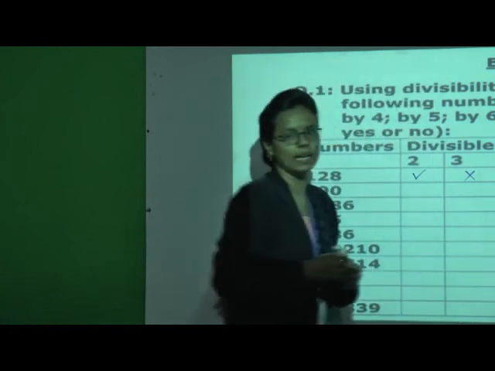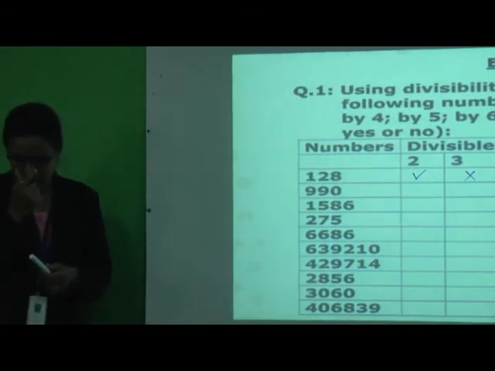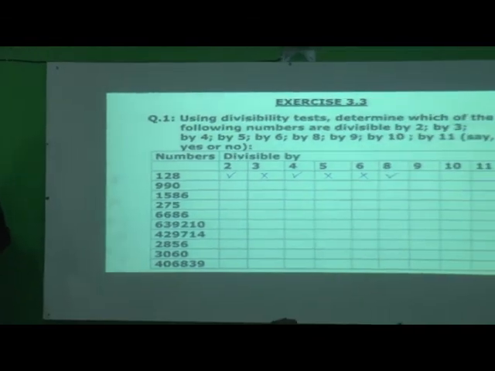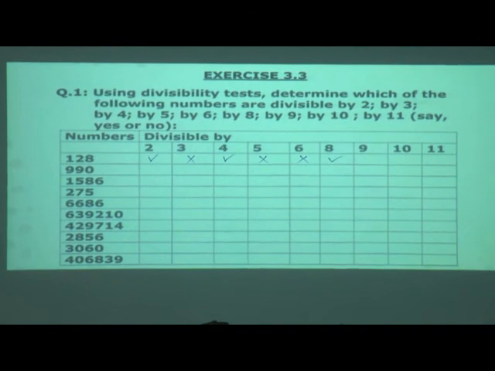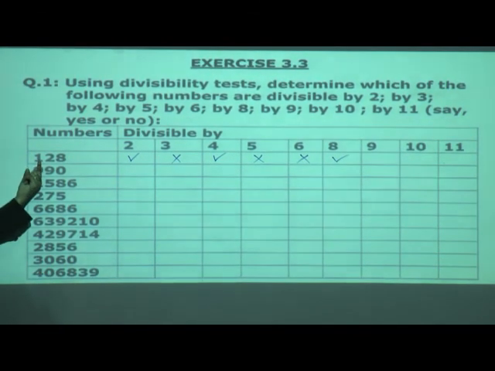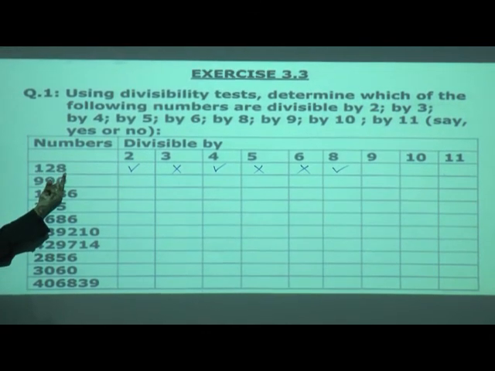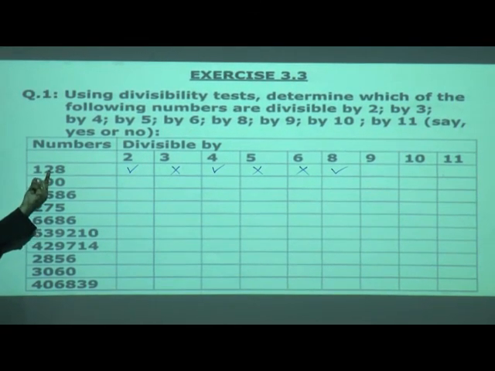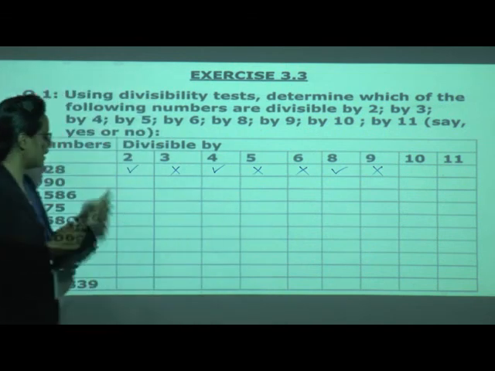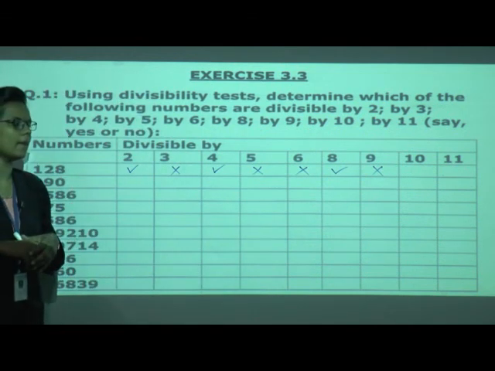So next is 9. Let us see what the divisibility rule for 9 is. If the sum of the digits is divisible by 9, then the number itself is divisible by 9. In order to find out, we have to add: 8 plus 2, 10, 10 plus 1, 11. Is 11 divisible by 9? No, it's not divisible by 9. So number 9 we have to cross out. 128 is not divisible by 9.